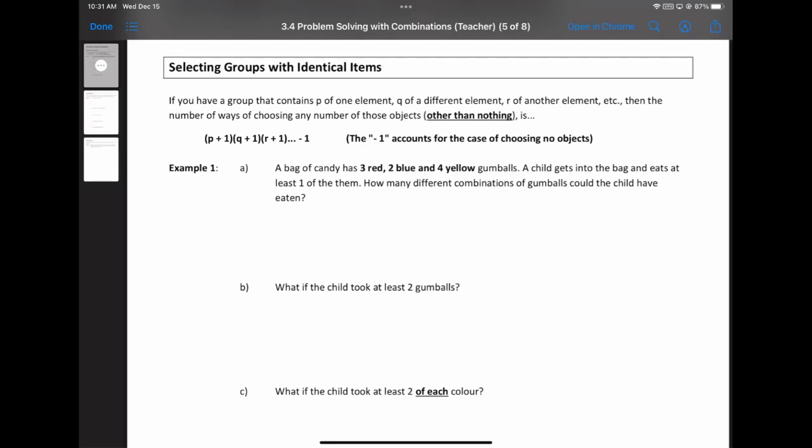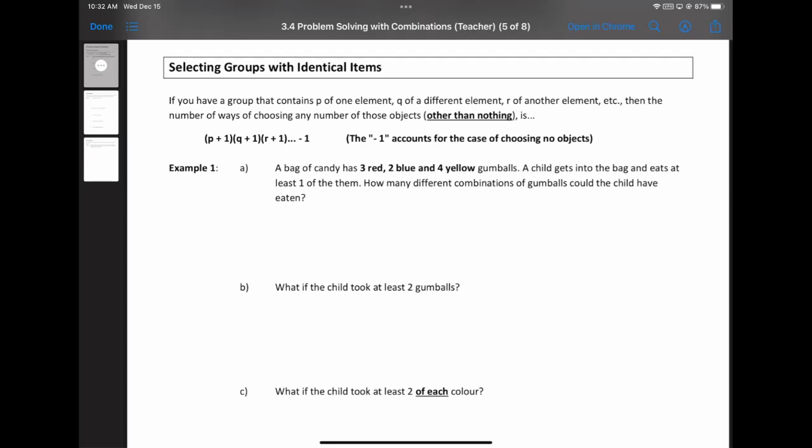And in this question, it's pretty specific. A child gets into the bag and eats at least one of the gumballs. So we have 3 red, 2 blue, and 4 yellow gumballs. Here's the question. How many ways could they have eaten some of them, or at least one in this case?